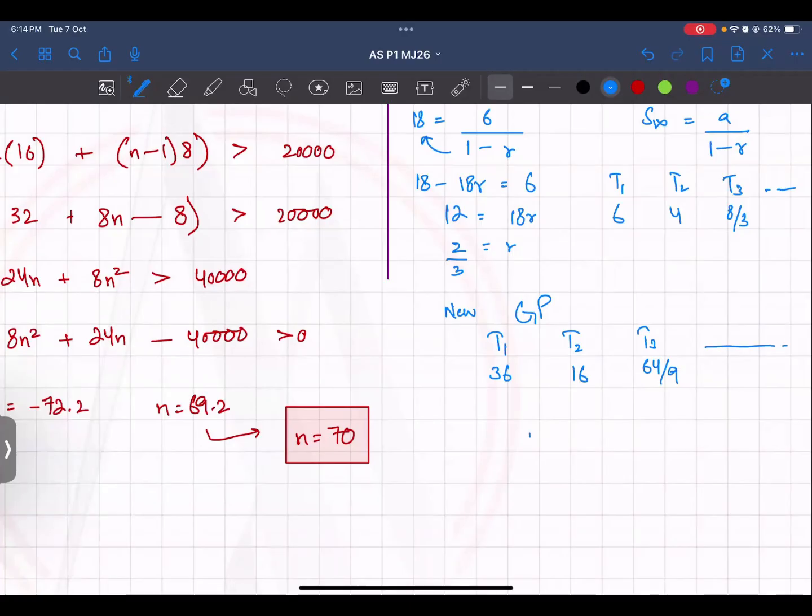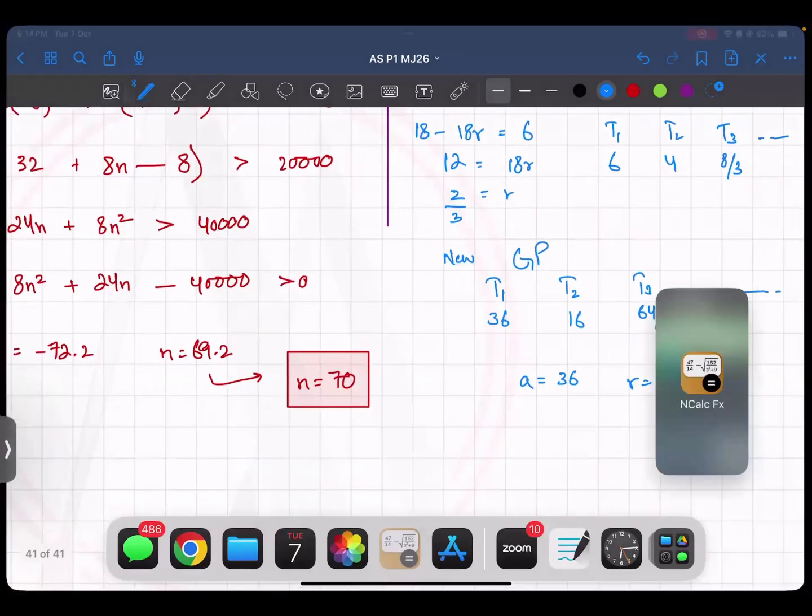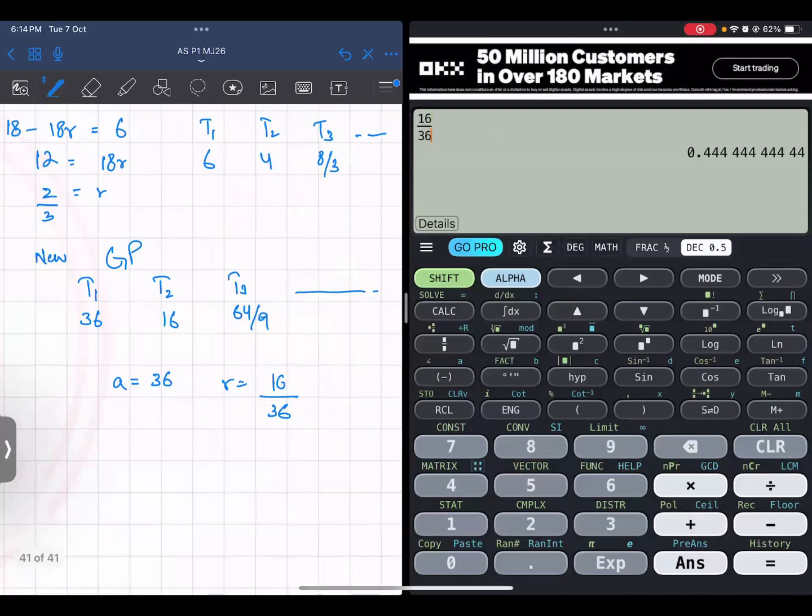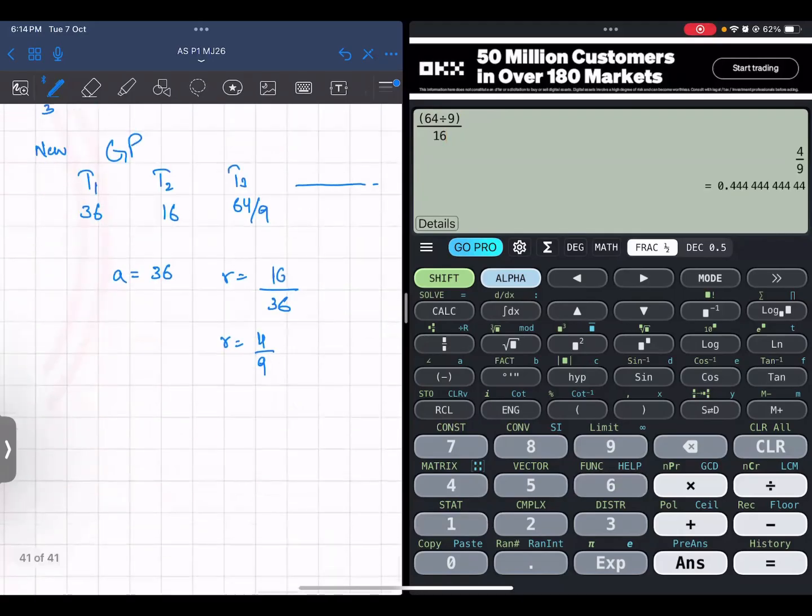So for this sequence, your A is 36 and your value of R is T2 upon T1, 16 upon 36. 16 upon 36 is how much? 4 upon 9. Let's check if we get the same R from T2 and T3. So T3 is 64 upon 9 upon 16. So look, your value of R is again constant. Common ratio is constant.